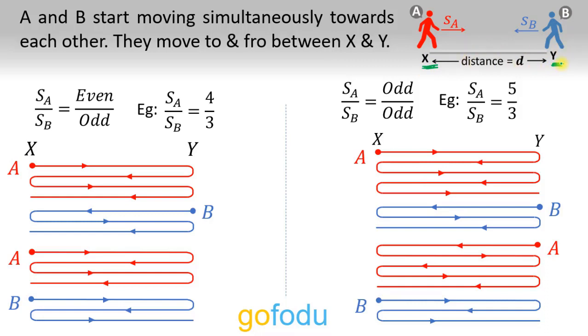So to analyze this situation, we have four cases that we will deal with one by one. Case 1 is when ratio of speeds of A and B is even upon odd. For example, we are taking the ratio as 4 upon 3. Speed of A upon speed of B is 4 upon 3.